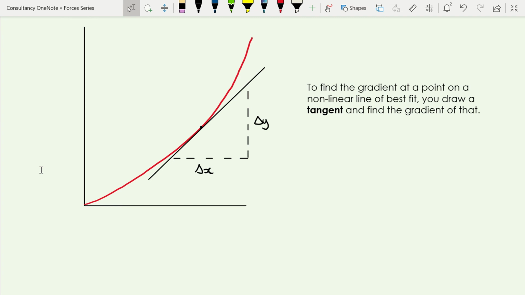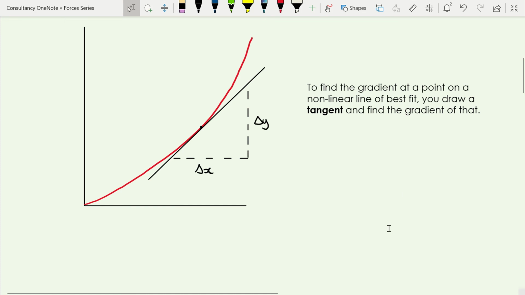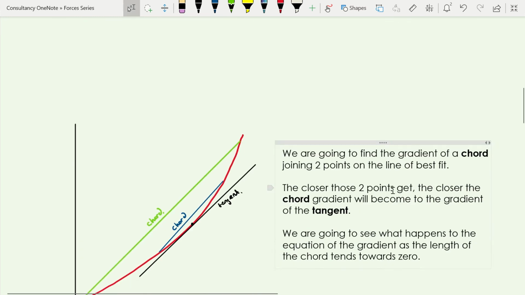Well, if we want to find the gradient at a point, what we do is we draw a tangent and find the gradient of that. So you can see, if I want to know the gradient at this point here, we draw a tangent to the line at that point, and we find the gradient of that tangent. So the gradient at that point would be change in y over change in x. That's our general way of doing it. But that doesn't help us get to the results you've seen so far. So we're actually going to take a slightly different approach.